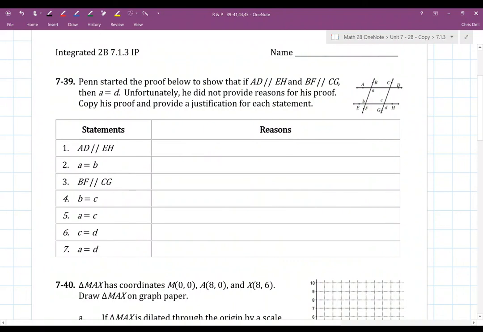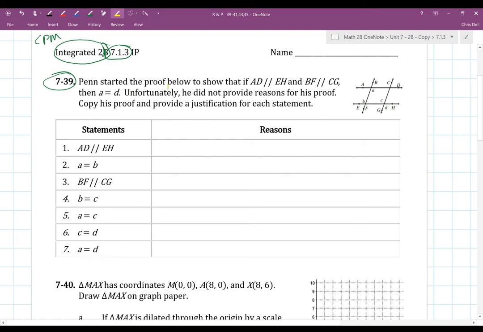We are looking at a two-column proof and going through that process. We've been given the statements, so we just have to figure out the reasons, but we'll go through this process together here. This is a problem coming from CPM's Integrated 2 curriculum, section 7.1.3, number 7-39. So it's a proof. Let's read through what the problem says.